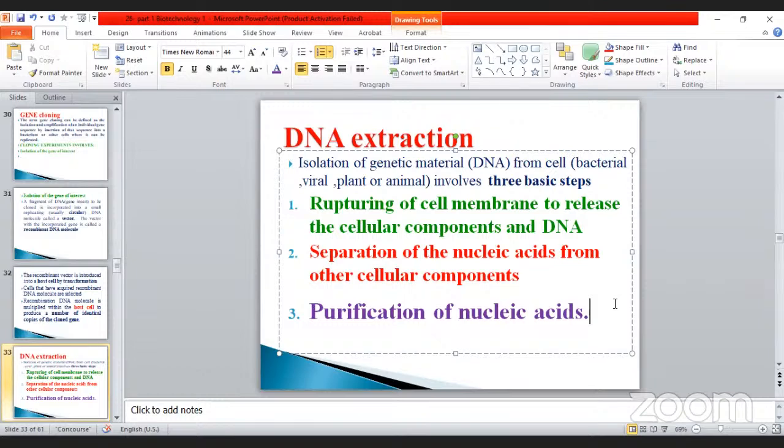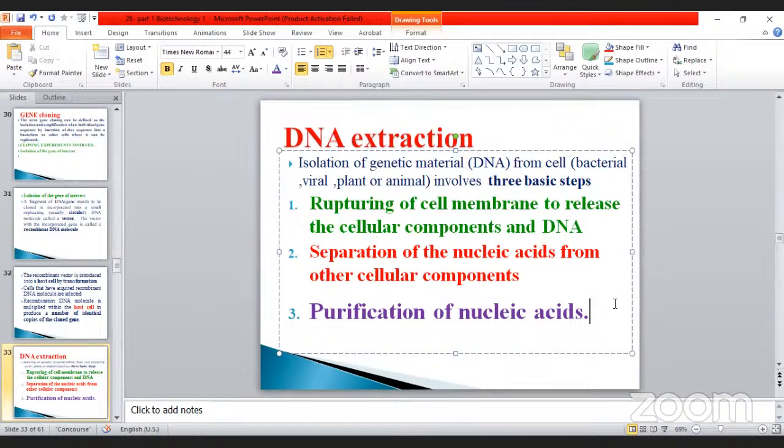So the yield is not good. That is very, very important. So for DNA extraction, what are the three basic steps used? First of all, rupturing of the cell membrane to release the cellular components and the DNA. Second, separation of nucleic acid from other cellular components. And the last one is purification of nucleic acid.